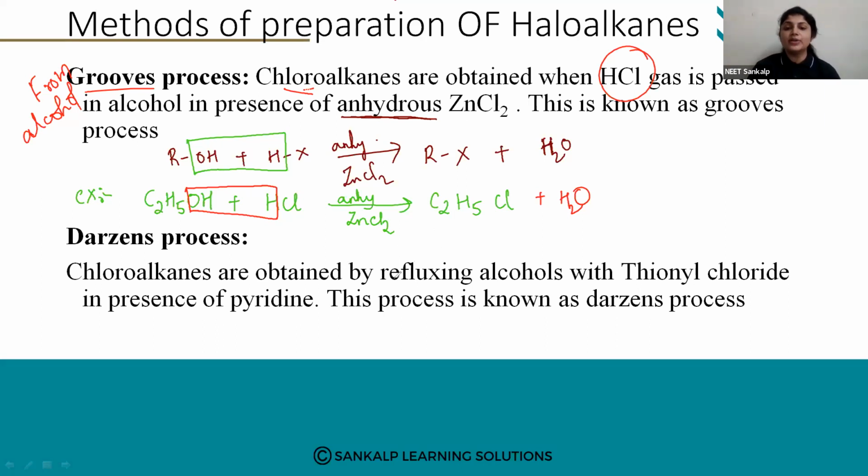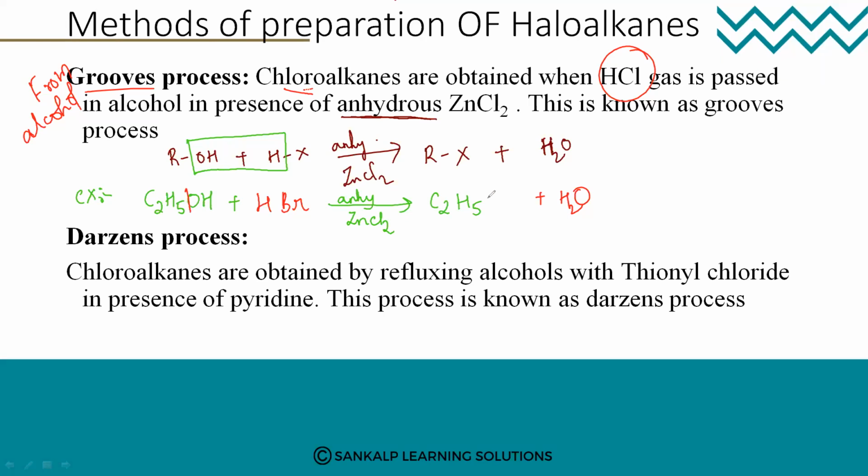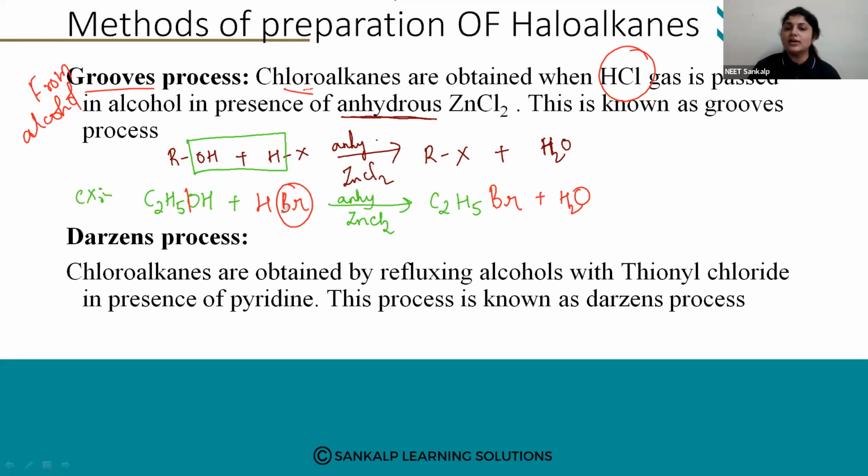Now, for example, if I use HBr, what will be the product obtained? Ethyl bromide. Yes, correct. So likewise, based upon the halogen attached, your products will change. Bromoalkanes, chloroalkanes.